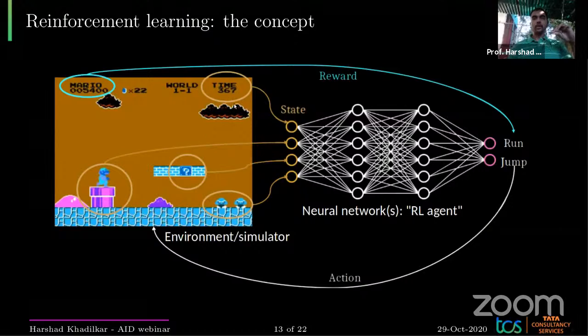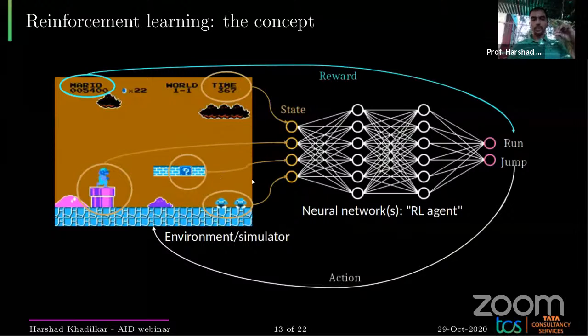So, what is the state of the system? What will you sense from the state of the system in this case? You would see things like where is Mario right now? Where are the possible places where Mario can get rewards? How much time is remaining in this game? Where are the enemies located right now, and so on.